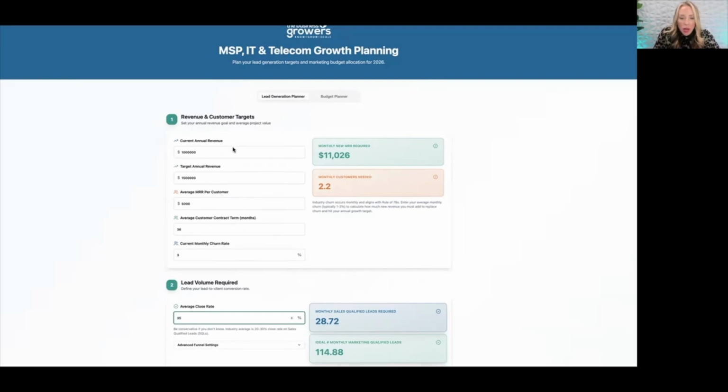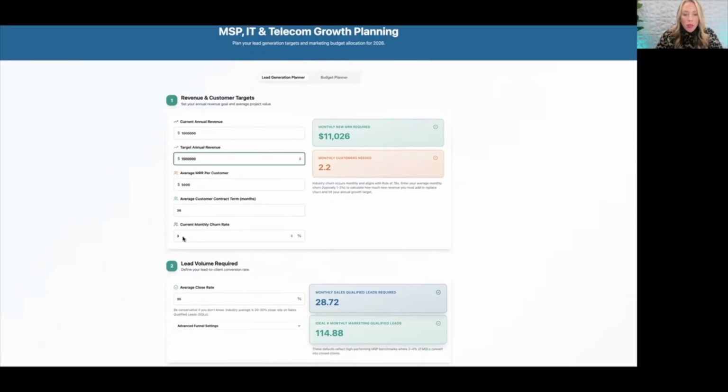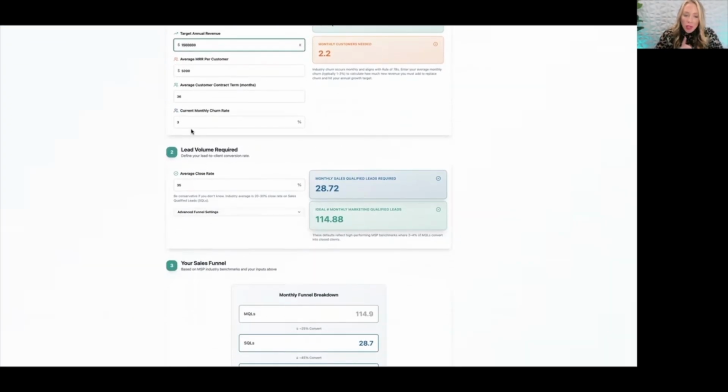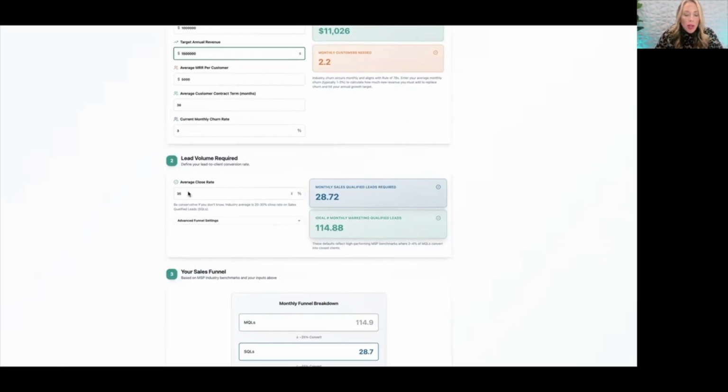calculator.thebusinessgrowers.com. This allows you to put in, with where we are today, our current annual revenue, what our target annual recurring revenue is, our average monthly recurring revenue per customer, contract term length, just so we have it logged, and then also our current monthly churn rate. Don't forget that, because you want to make sure you're outpacing on sales what you're churning, of course. And then you can drop in your average close rate.